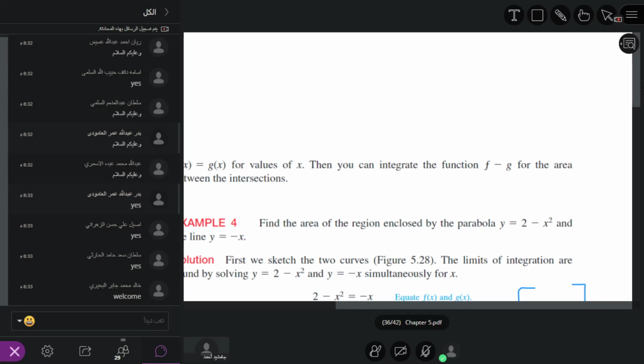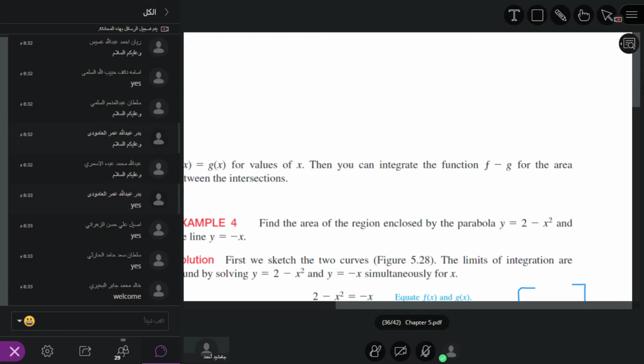Here we take f of x as equal to 2 minus x square. And what is g of x? G of x is equal to minus x. So we have here 2 minus x square minus minus x. We now simplify this: minus times minus becomes positive. So we will get here 2 plus x minus x square.